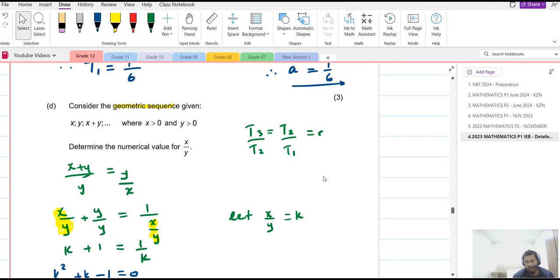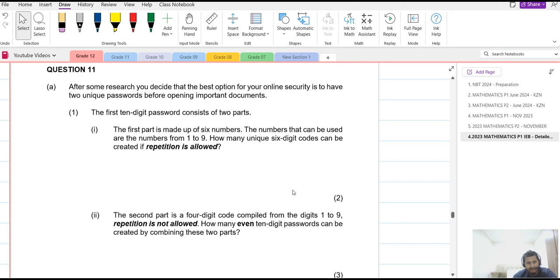Moving on to the next question. After some research, this is on counting principles. You decide that the best option for your online security is to have 2 unique passwords. I saw repetition is allowed, right? So we need 2 unique passwords before opening important documents.